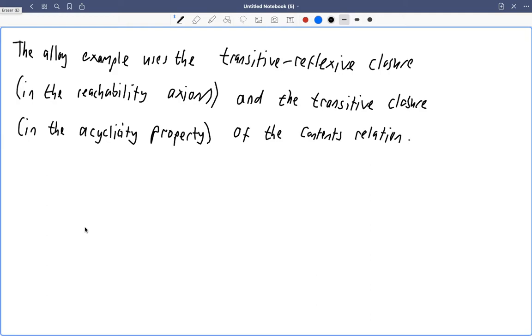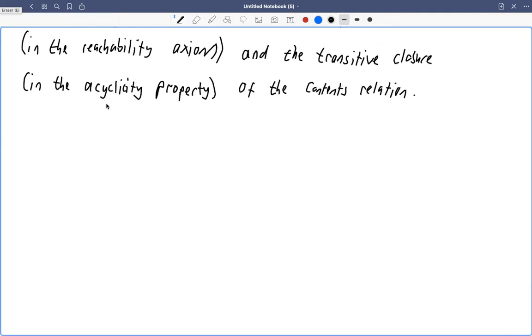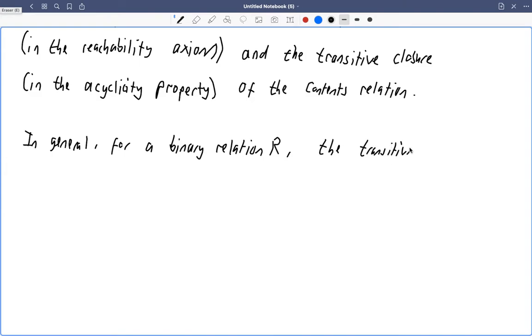So in general, for a binary relation R, the transitive closure is normally called R plus, but in Alloy it was called R hat.